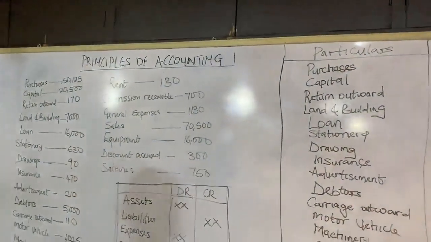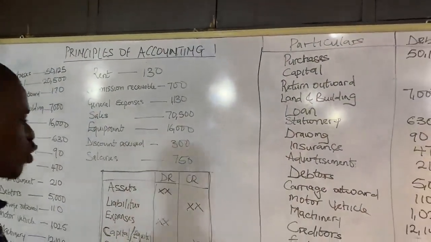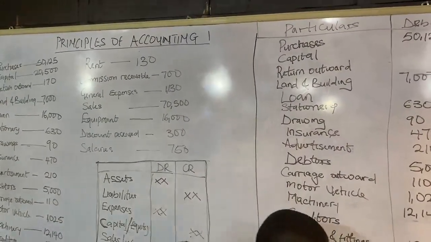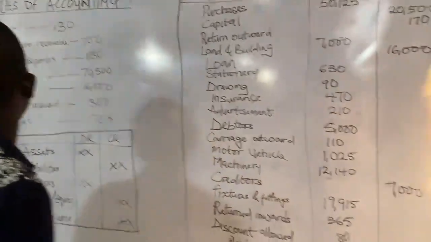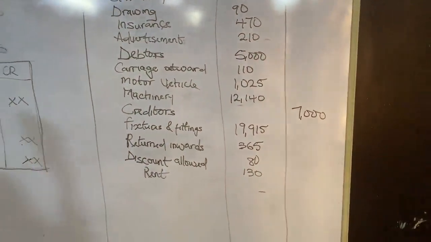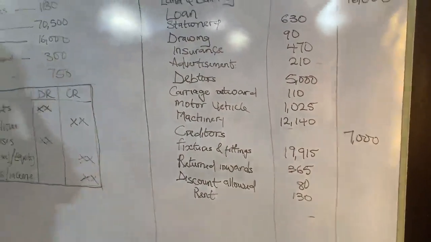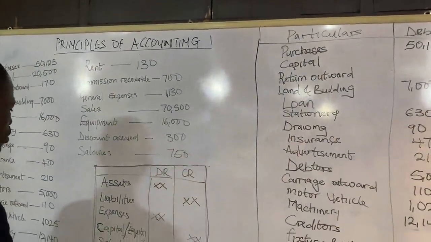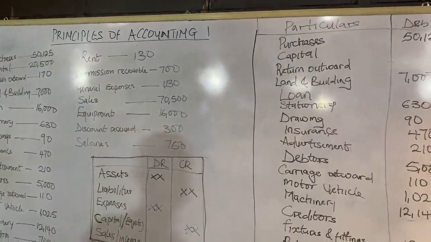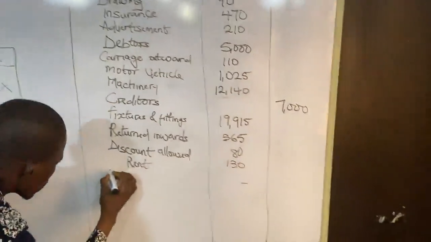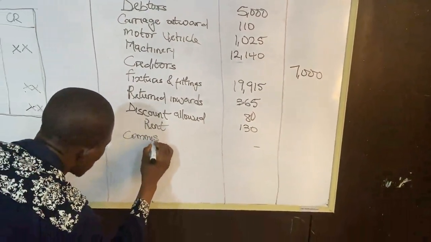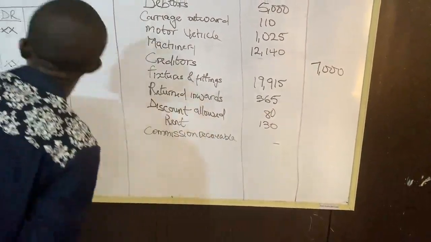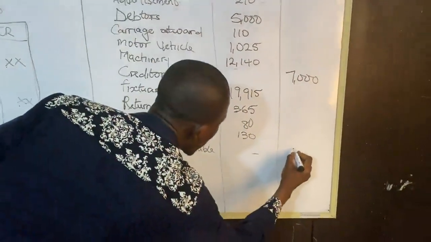Rent is an expense. You pay rent for your office or for your shop. So it's an expense also. Rent, 130. Commission received. Yes, this is an income. You receive a commission for something that you have done. So money has come in. So that's an income. So any income will be at the credit side. Commission receivable, for how much? 700 naira.